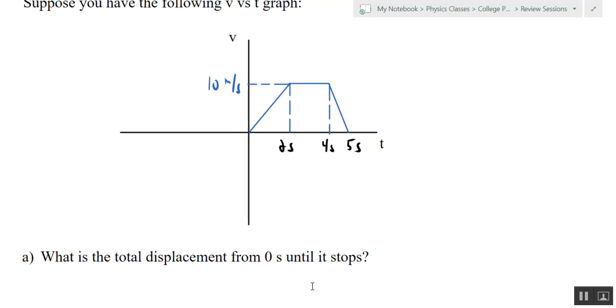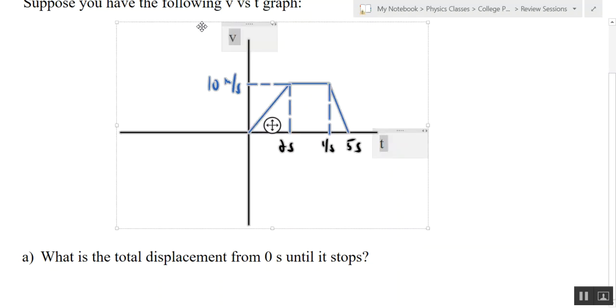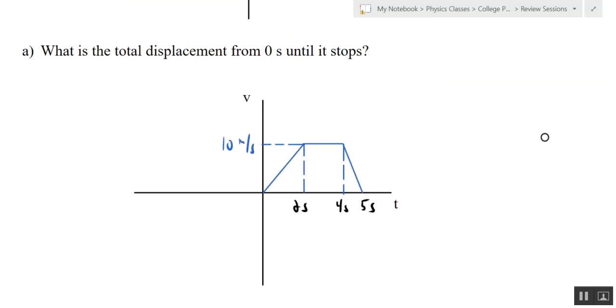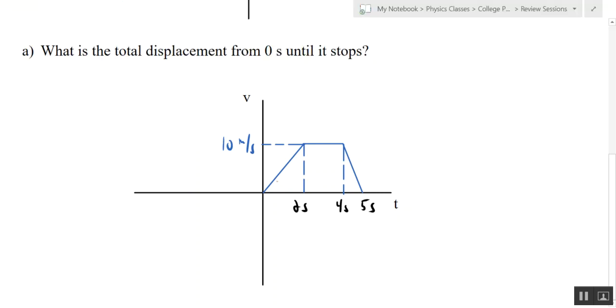So what you need to do to figure this out is just find the area, right? Because displacement is the area under the graph. This thing just happens to be 3 different shapes, right? From 0 to 2 seconds, it's a triangle, right? With a base of 2 and a height of 10.